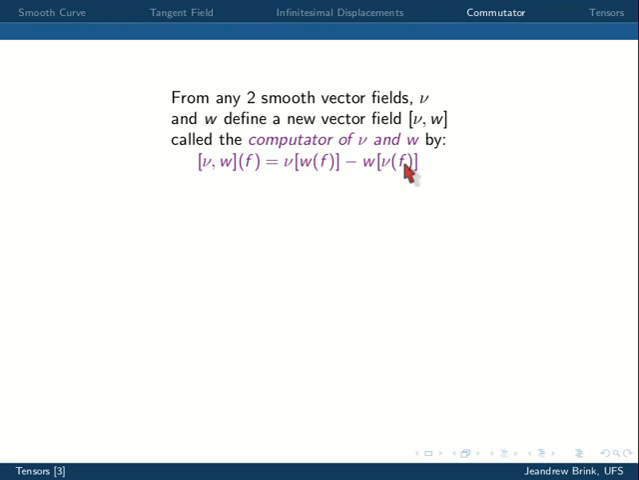And if you want a very basic example, say v is x times d/dx and w is y times d/dx plus d/dy. Then if you first apply the first operator and then apply the next one to a function, you're going to get something. But if you switch the two, you're going to get something different. And all this commutator does is keep track of the difference.